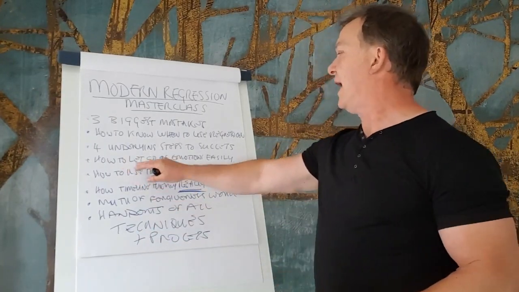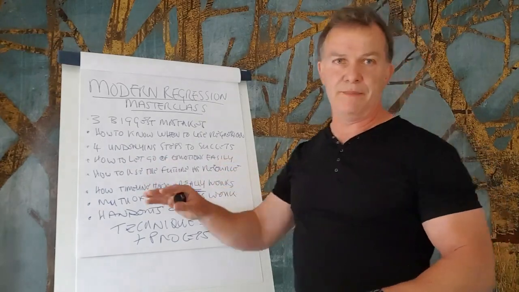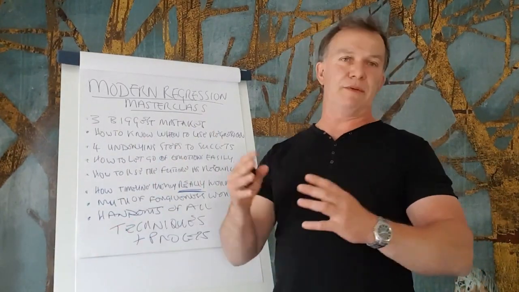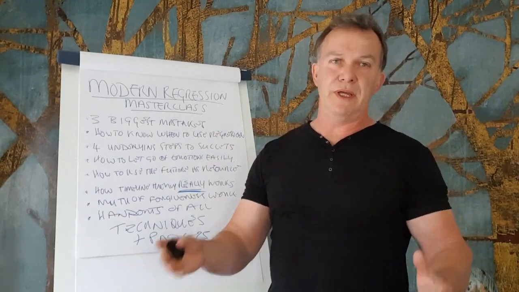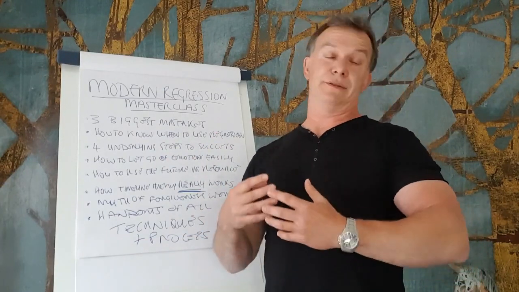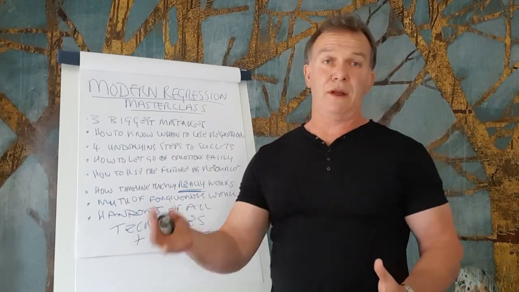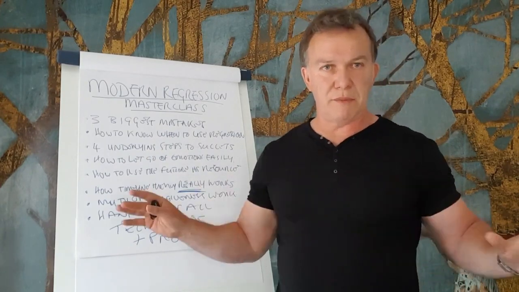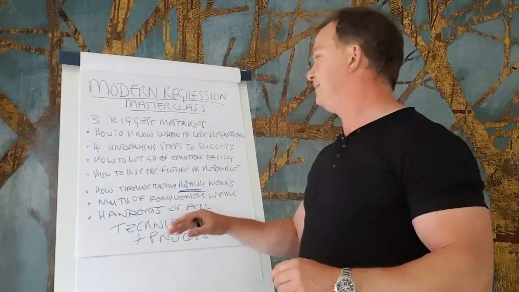Then we're going to look at how to let go of emotions easily. This is one of the big problems with the traditional age regression methods, is that it tends to be very, very hard on the client. There's screaming and shouting, and it can be very draining on the client and draining on the therapist as well. So we're going to look at how you can let go of emotions very, very easily.